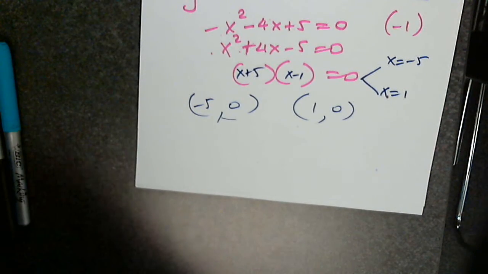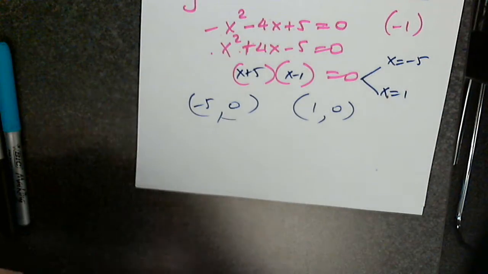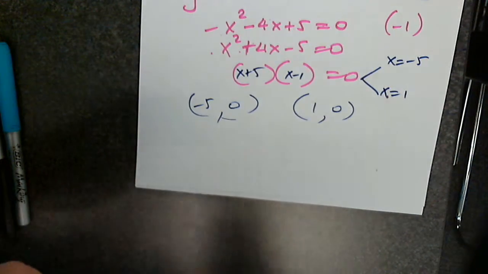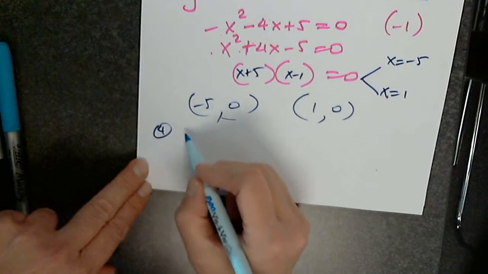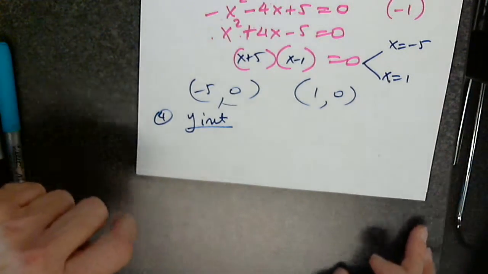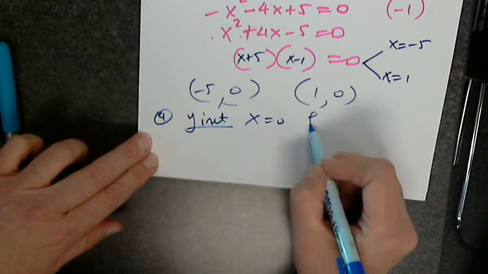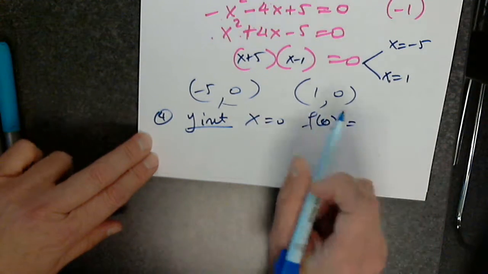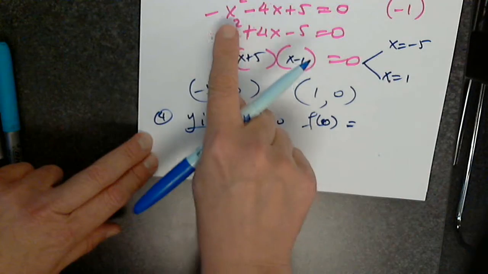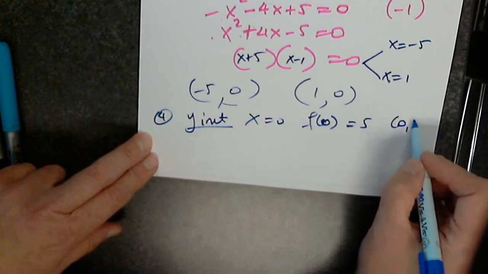I found the x-intercepts. So what do I have so far? I know that the shape is a maximum. I know that I found the vertex. I found the x-intercepts. Obviously, I need the y-intercept as item 4. The y-intercept will always exist. How do I get it? Very good. So when I have f of 0, it equals 5. So this is 0, comma 5.